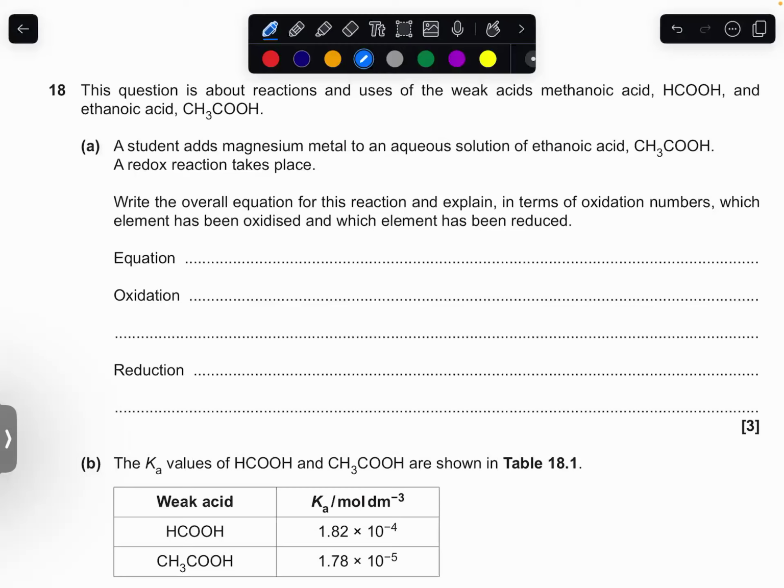We'll be looking at question 18, October 2020 paper. This question is about the use of weak acids, in this case ethanoic acid. The student adds magnesium metal to aqueous solution of ethanoic acid. A redox reaction takes place. Write the overall equation for this reaction and explain in terms of oxidation numbers which element has been oxidized and which element has been reduced.